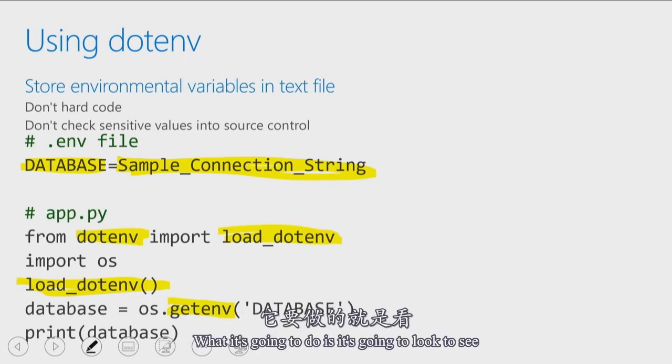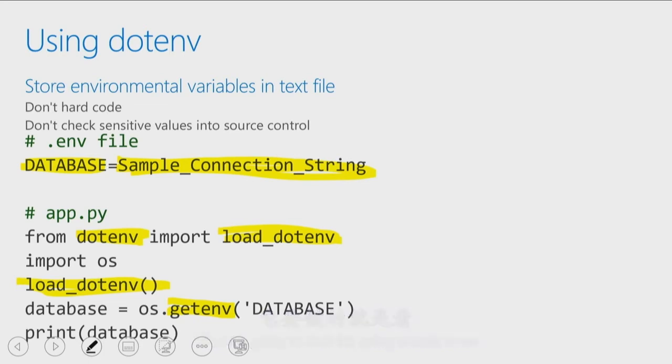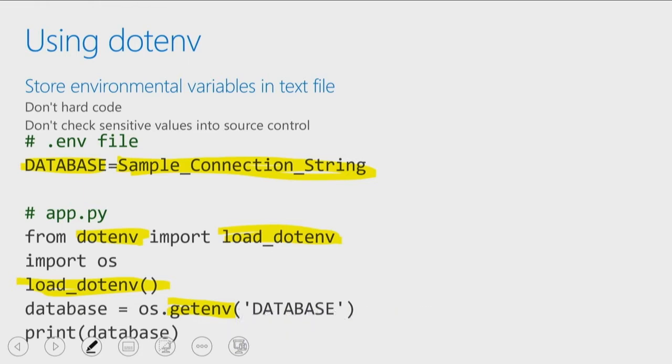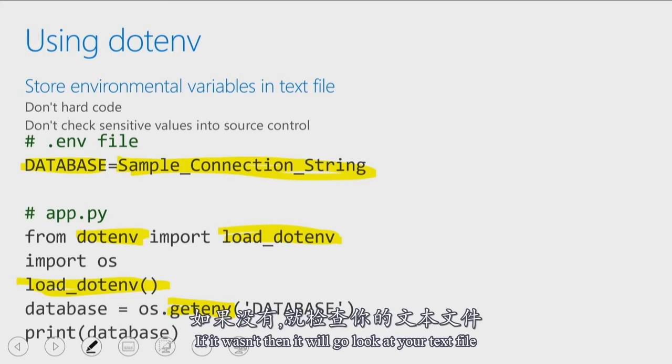Now, the one thing that I want to highlight here is the fact that .env is really smart. What it's going to do is look to see, hey, was this set already externally? And if it was, then it will read it from there. If it wasn't, then it will go look at your text file.